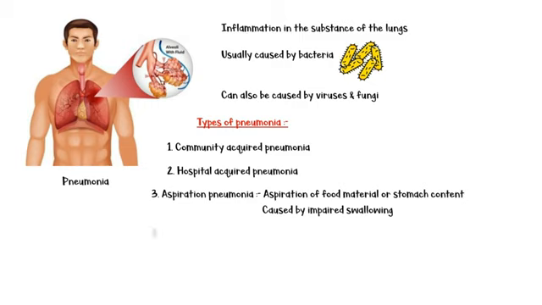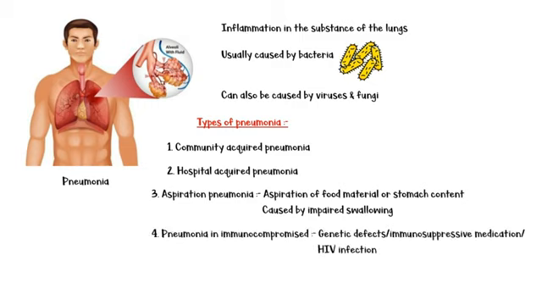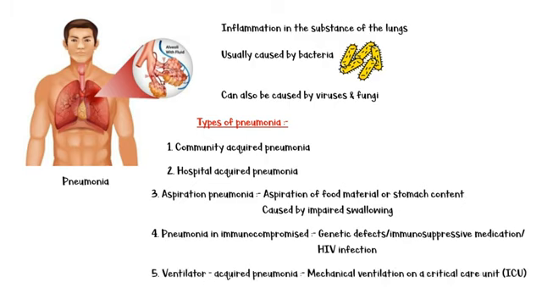Immunocompromised patients can acquire pneumonia due to a genetic defect, immunosuppressive medication, or due to HIV infection. Because the patient is immunocompromised in this type, it is considered as a different entity. Ventilator-associated pneumonia is acquired through mechanical ventilation on a critical care unit.